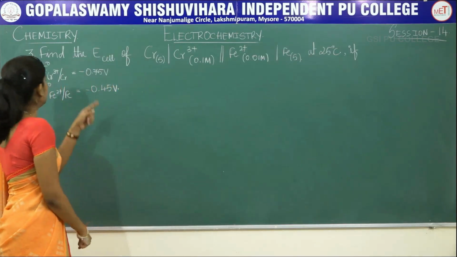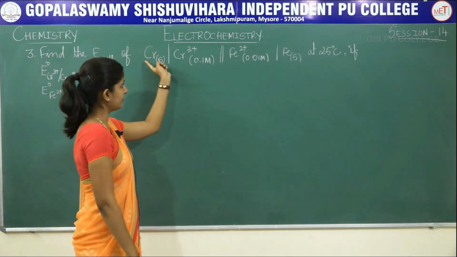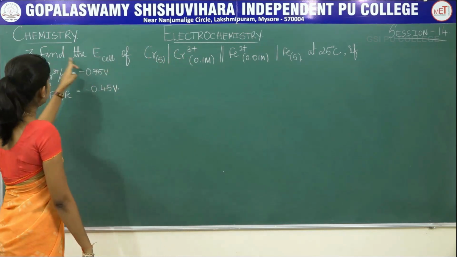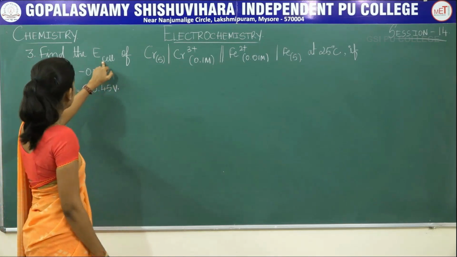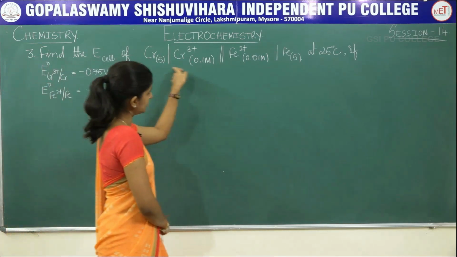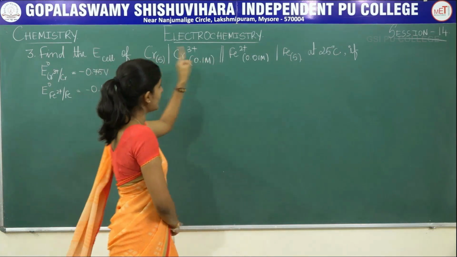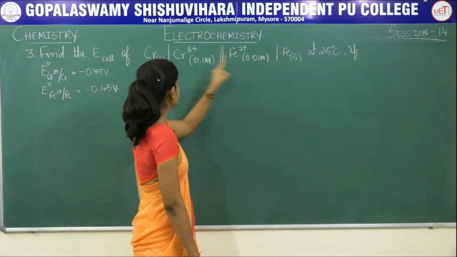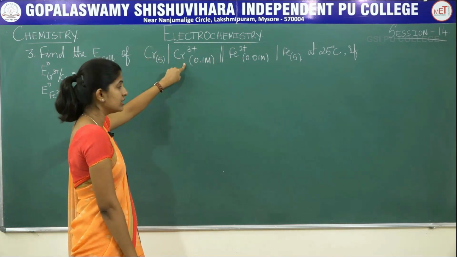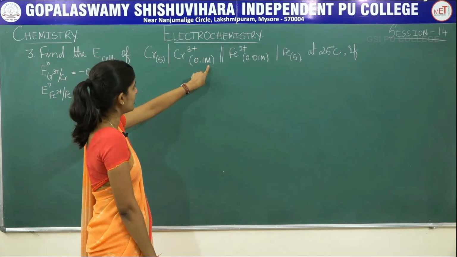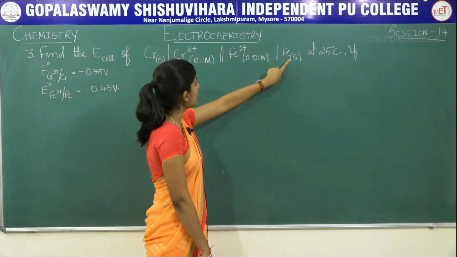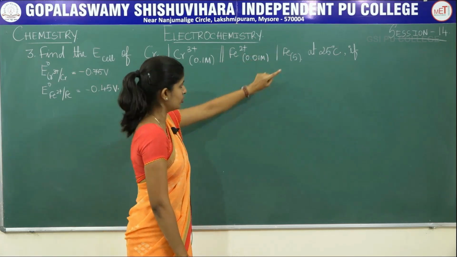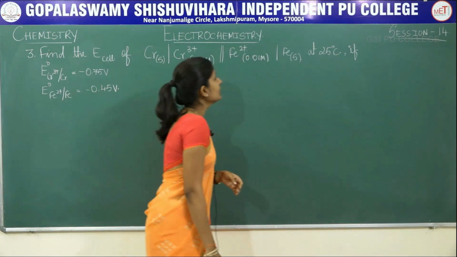The next problem, again it is a complete cell. You can observe they have given the cell representation which shows there are two metals, so obviously it is a complete cell. Find the E cell, that is the cell potential, of this cell. The cell has two metals, chromium and iron. Chromium acts as anode, iron acts as cathode. Chromium is dipped in chromium 3+ aqueous solution, its concentration is 0.1 molar. There is a salt bridge. Iron rod is dipped in Fe2+ solution, its concentration is 0.01 molar at 25 degrees Celsius.